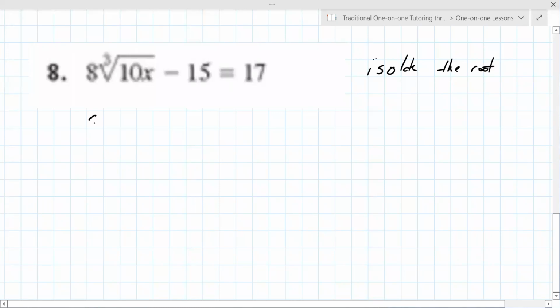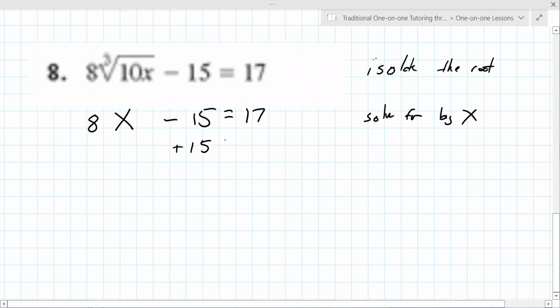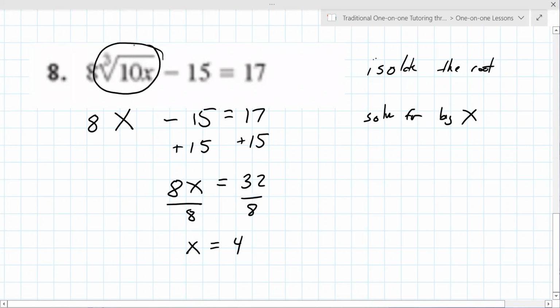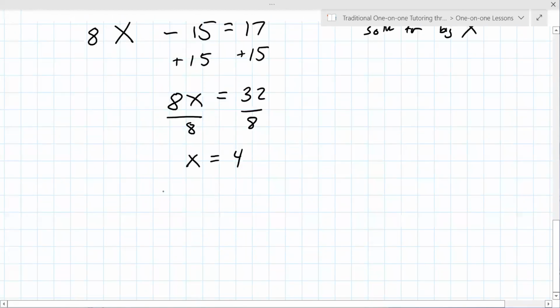Like what I would tell a student, let's say this was really unclear, you treat this like a big X. What would you do to solve this equation for big X? You would add 15 to both sides, right? And then you'd have 8 times big X equals 32. Divide by 8. So your big X is really 4. But big X is really this cube root of 10x.